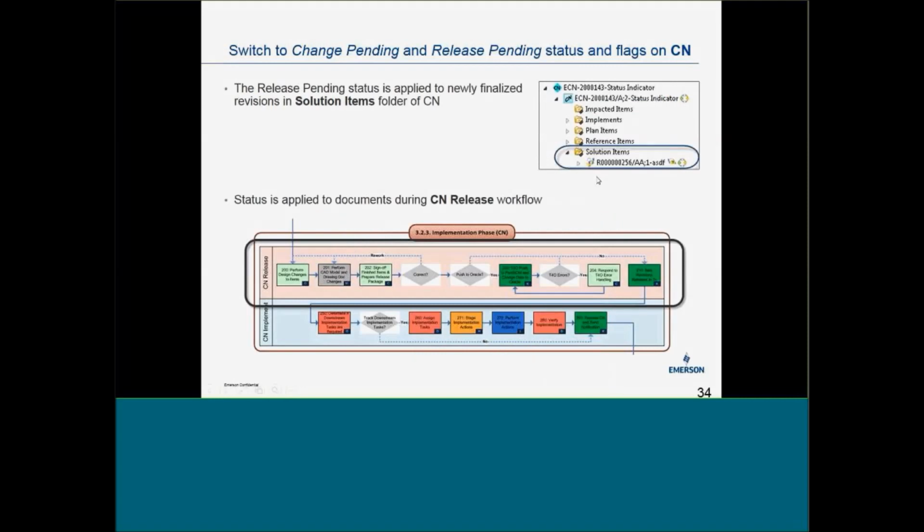The release pending status is applied to finalized document revisions in the solution items folder of the CN, and it's applied to documents during the CN release workflow. We'll go into more detail on what exactly the CN release workflow is later, but note now that it's not during the implementation workflow. It's just before the item is approved and given a checkered flag.